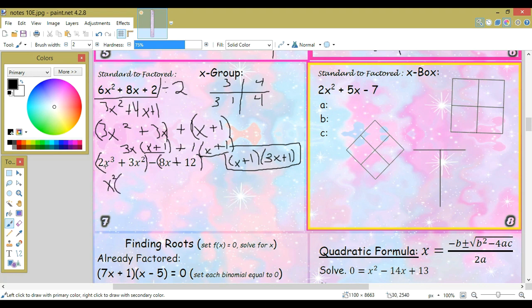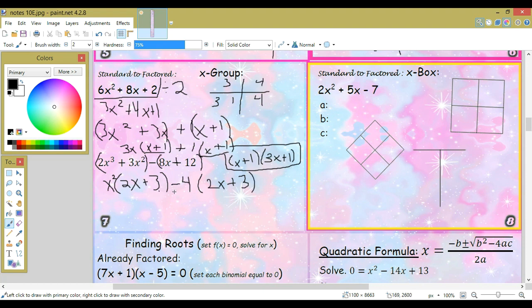If we divide 2x cubed by x squared, we get 2x. Divide these and we get plus 3. Okay? The greatest common factor of 8x and 12 is going to be 4. 8x divided by 4 is 2x. 12 divided by 4 is 3. This is what we want.